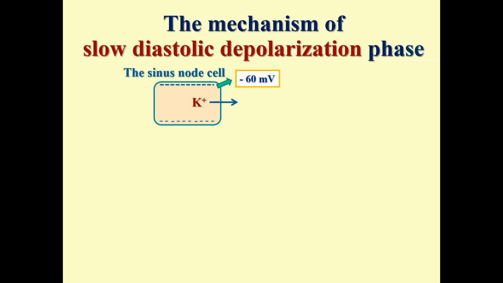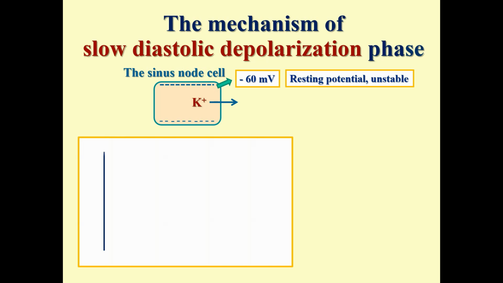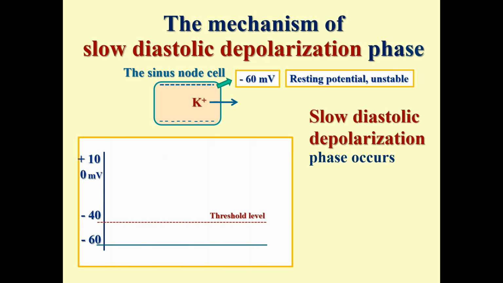But for these cells, this resting membrane potential is not maintained. Cells do not need any stimulating factors, and they constantly lose this -60 and become less and less negative. This is an unstable resting potential. And why does it happen? Let's observe. In the first figure, -60 is this resting potential, which is really only a point reached, and then again the potential comes upward and upward. This is the threshold level, -40, and slow diastolic depolarization.